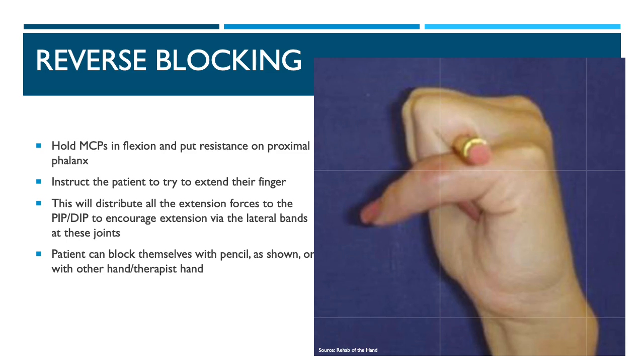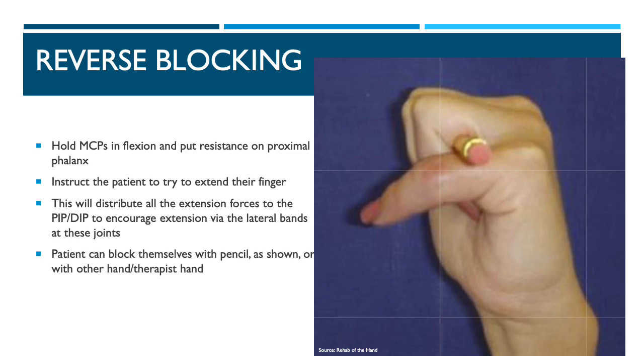Reverse blocking is more for the extensor side of things. So you would hold the MCPs in flexion and put resistance on the proximal phalanx. That can be done with a therapist's hand, or like in this picture, they can hold a pencil. So this is for the small finger. That pencil is holding the MCP in flexion, and you instruct the patient to try to extend their finger.